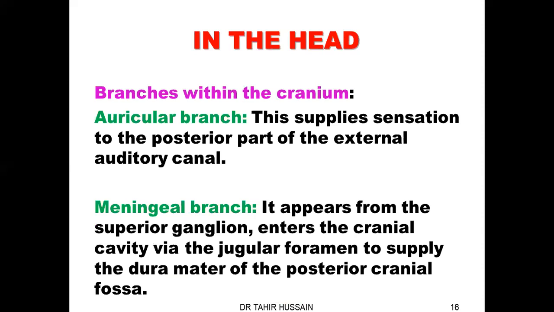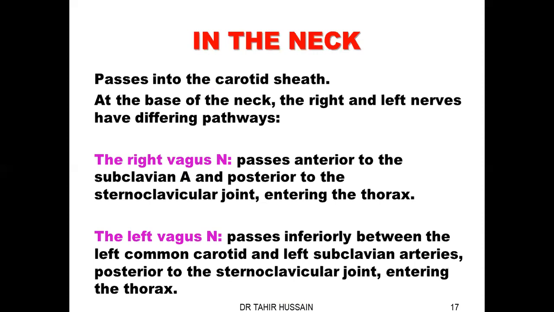In the head, the branches within the cranium are the auricular branch and the meningeal branch. The auricular branch supplies the posterior part of the external acoustic meatus, and the meningeal branch arises from the superior ganglion, enters the cranial cavity by the jugular foramen, and supplies the dura of the posterior cranial fossa.